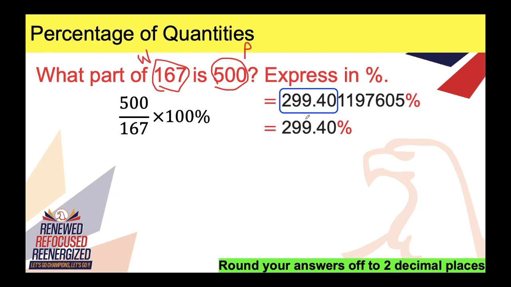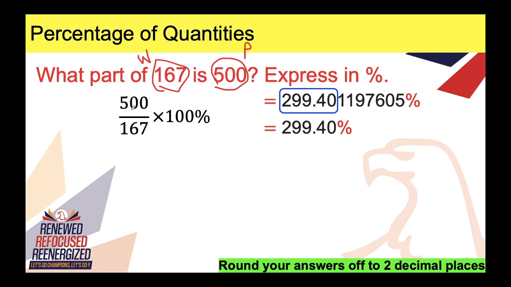Now, without even solving, you could already analyze that this is more than one whole, and one whole is equivalent to 100%. So if you analyze this one, since it's greater than one whole, therefore we can expect that the value should be greater than 100%.